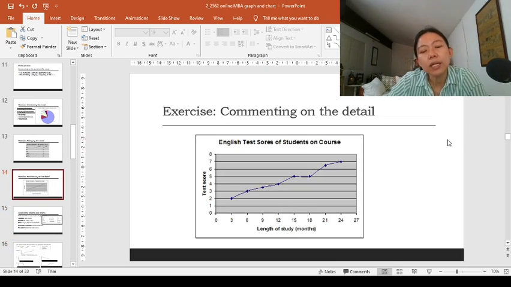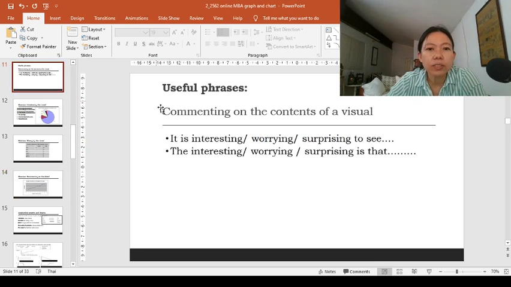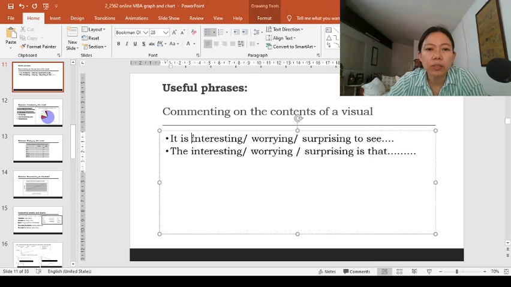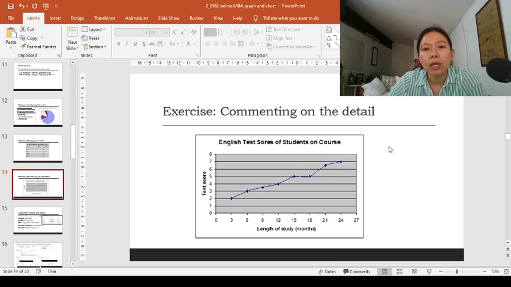here, if you would like to comment on the details of the students, if you would like to comment on the English test score of the students, you might use the following adjective to talk about it. So in this case, I'm going to use interesting. If you would like to comment on the English test score of students, you can say, it is interesting to see the longer the students stay, the higher their test score is.